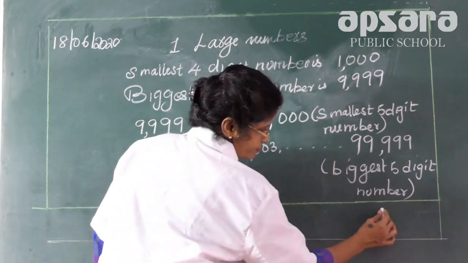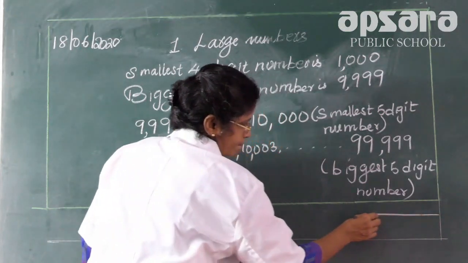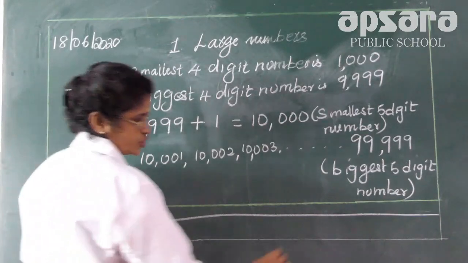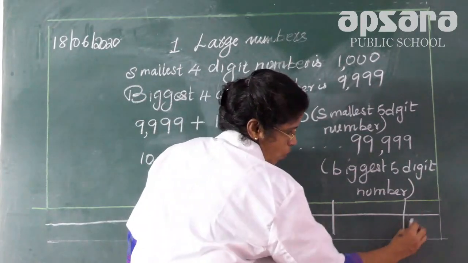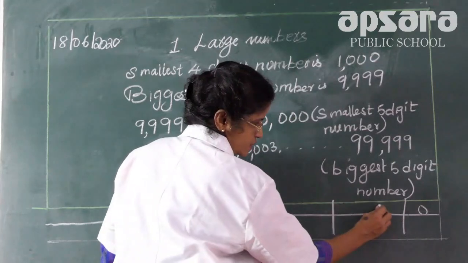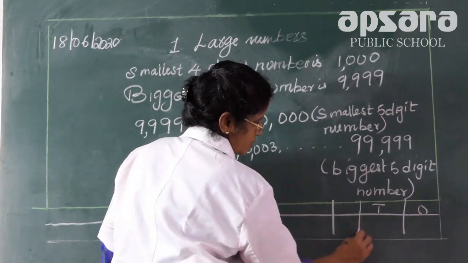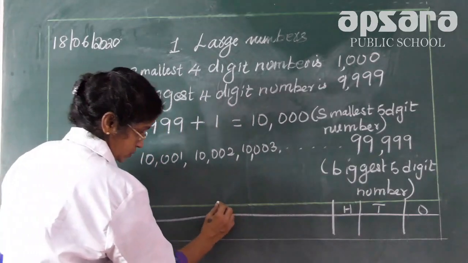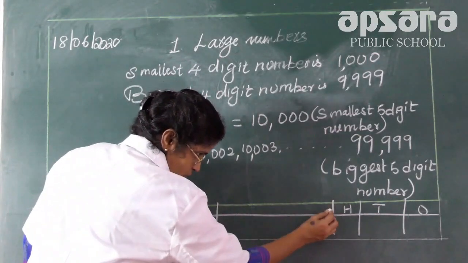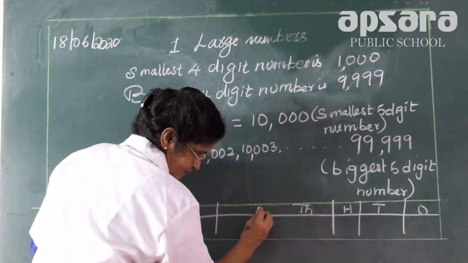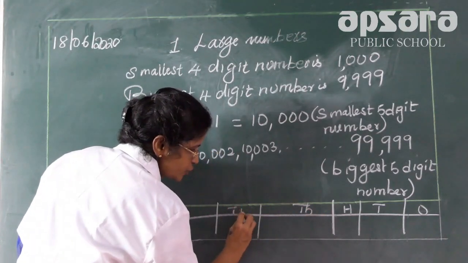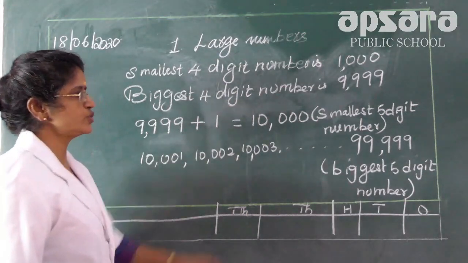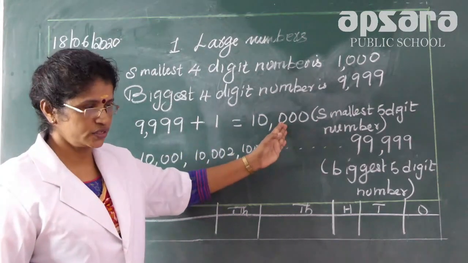What's it? Ones, tens, hundreds, then thousands, and this is 10,000. All of you know how to write 10,000, right? This is 10,000. Okay.